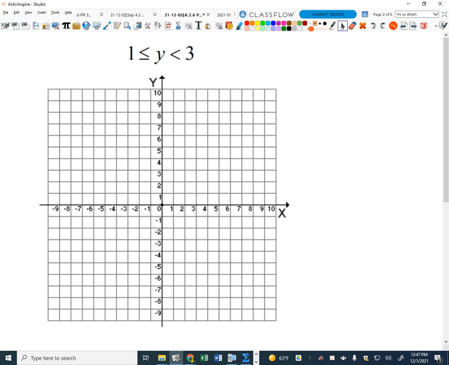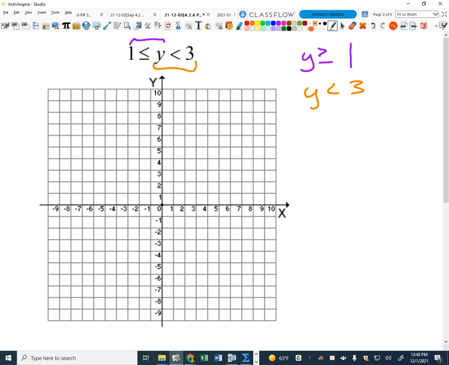Right? This actually is a system because there are two inequalities. We wrote it as a compound inequality, but there are two parts to this. Here's one of them right there, right? We could write the inequality y is greater than or equal to 1, and here's another one. Y is less than 3, right? Those are both pretty easy ones to graph.